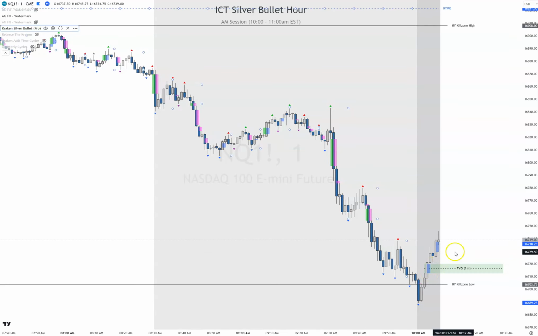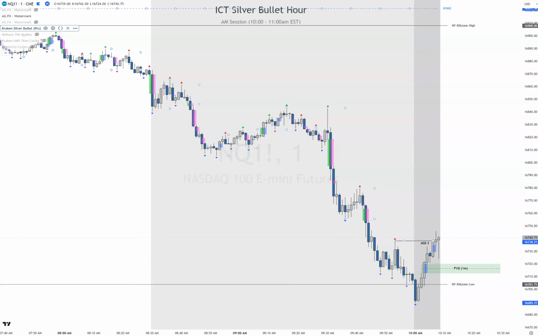Okay, so there you got a market structure shift right here, and you have this fair value gap here. That's in a premium, so don't really care about it. That's not what I would be using. I'm looking for this one. So that's why I'm not marking it. That's in premium, wouldn't be interested in it. Ideally, you'd want to get it on this fair value gap. Okay, so let's see if we can get in here.